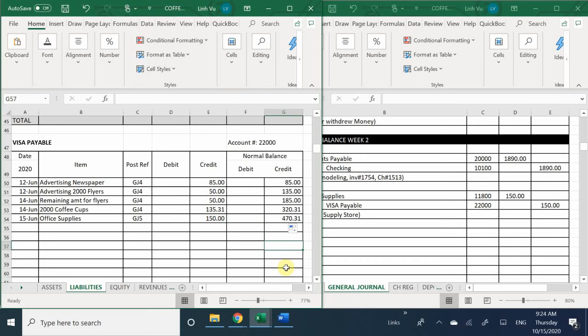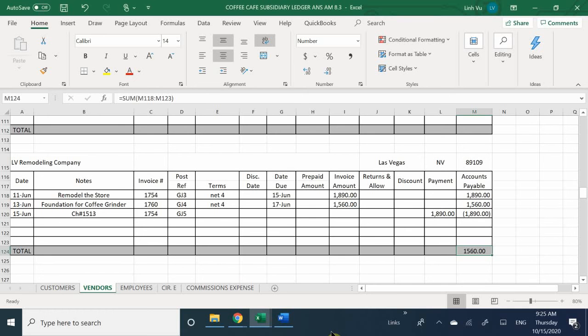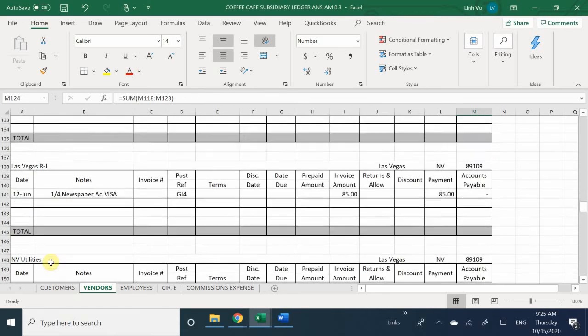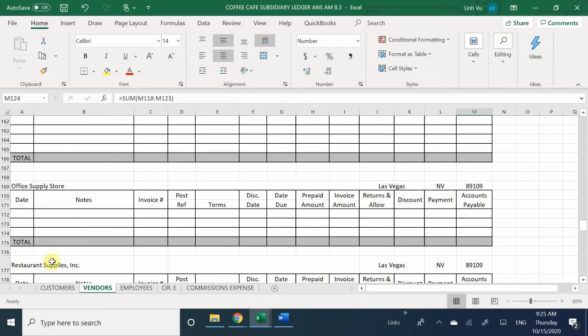Right. What's next? Now it's the subsidiary. Good. Who is my vendor? Office supply store. Here you go. How do I fill this in? There is no invoice. Again, self-explanatory.